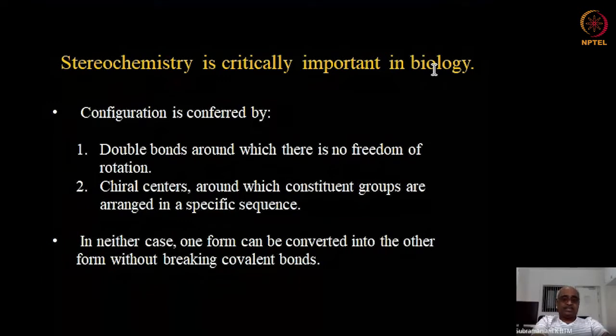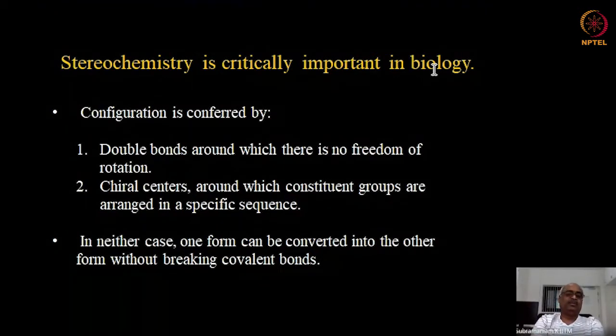But in biology, there is something else that matters that we'll talk about when we get to the end of this topic. So first, let us focus on this sequence of arrangement itself, which is the configuration. This configuration can vary primarily due to two features of a molecule. One, if you have a double bond, around the double bond there is no freedom of rotation, and therefore the atoms get fixed in the three-dimensional space with reference to other constituents.